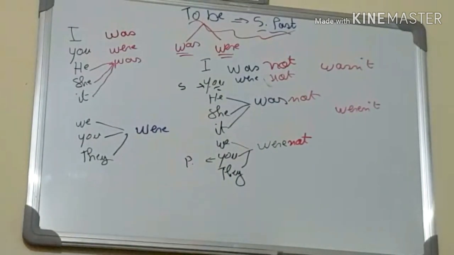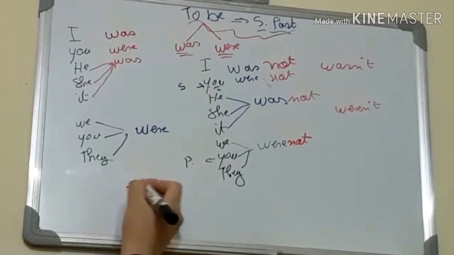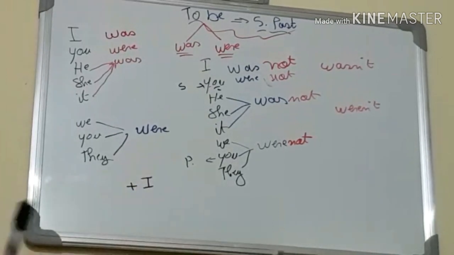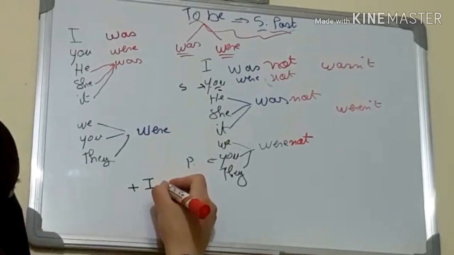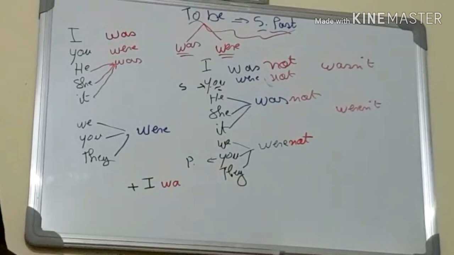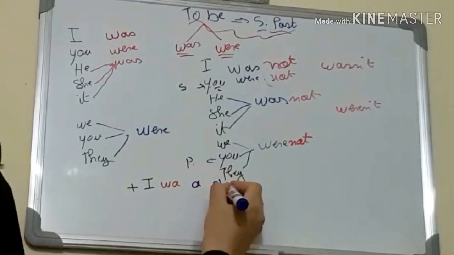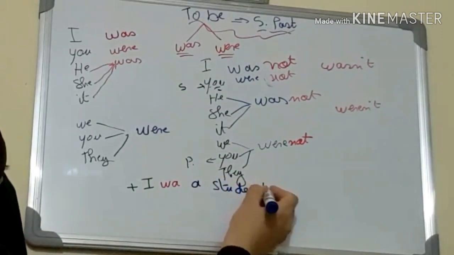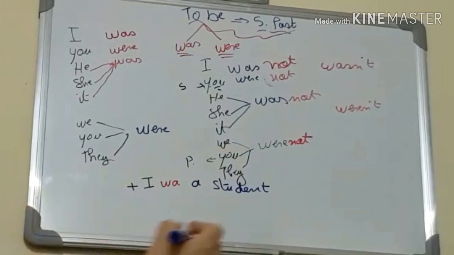Okay, أنا أعطيكم بعض الأمثلة بعض الجمل اللي فيهم was or were. Okay, can you give me some sentence, please? Me? Yes. I was a student. Okay, so I was a student. Good. I was كنت تلميذا لأنه كان تلميذا لم يعد. I was a student. Okay, so this is a good sentence.